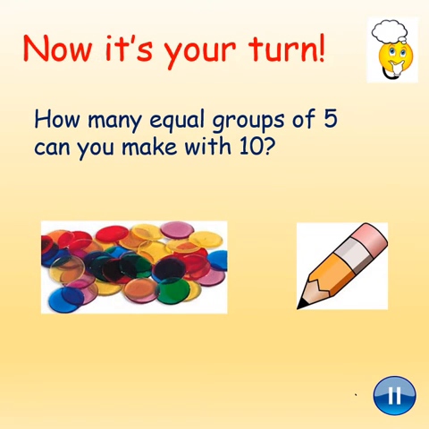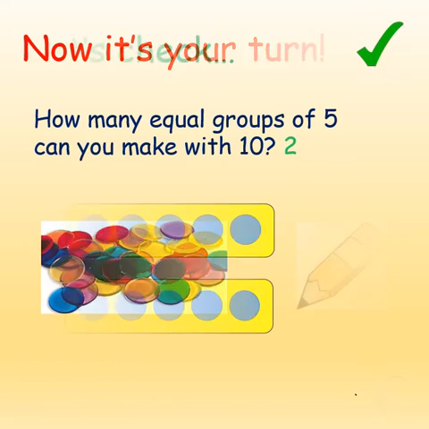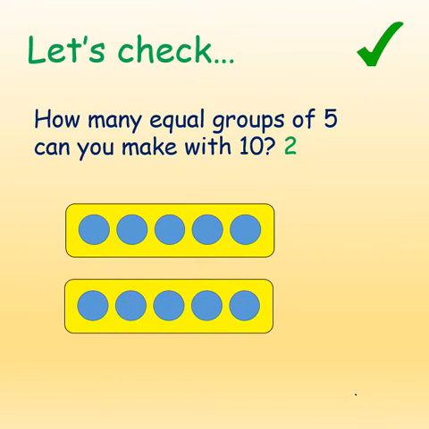Okay, this time I would like you to see how many equal groups of 5 can you make with 10, okay? So instead of groups of 2, this time it's groups of 5. Pause the video here and have a go. Okay, you should have worked out that you could make 2 groups of 5 with 10 counters, okay? So you should have drawn your 10 counters, and then grouped them in groups of 5 and worked out that there are 2. So well done if you got that right.